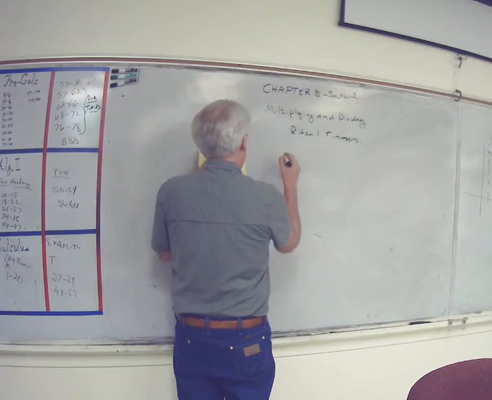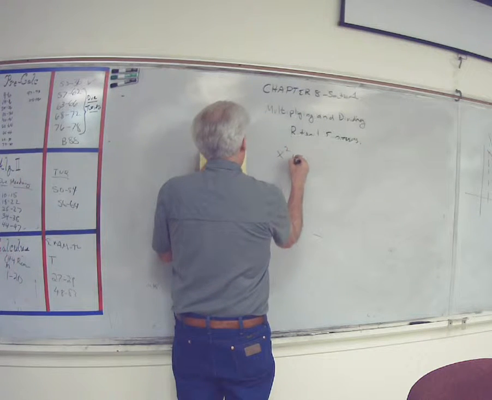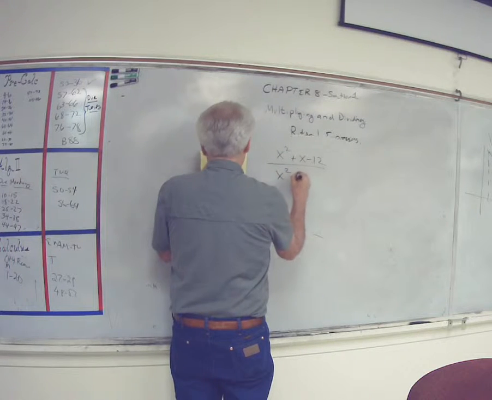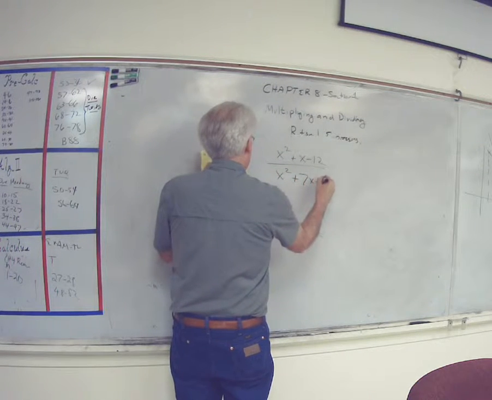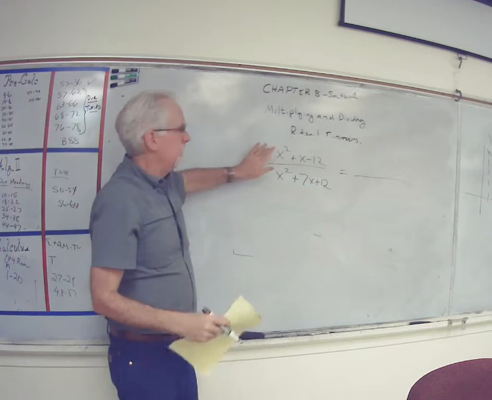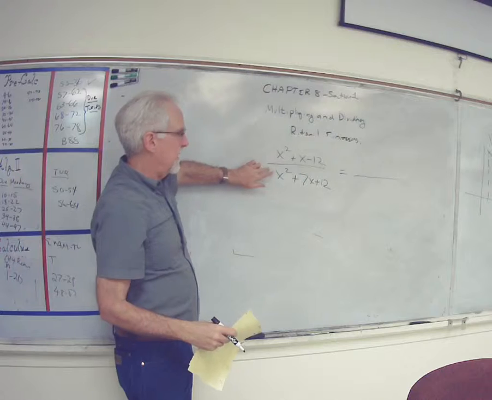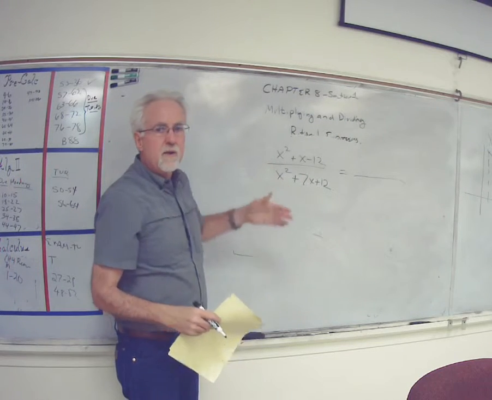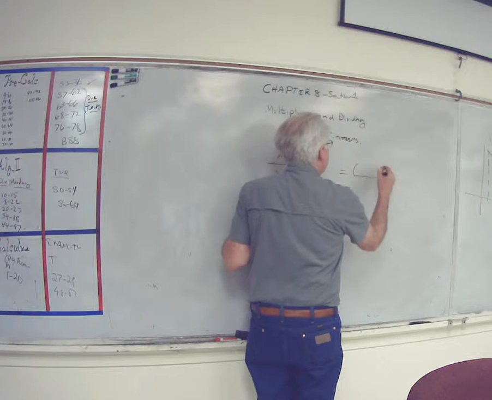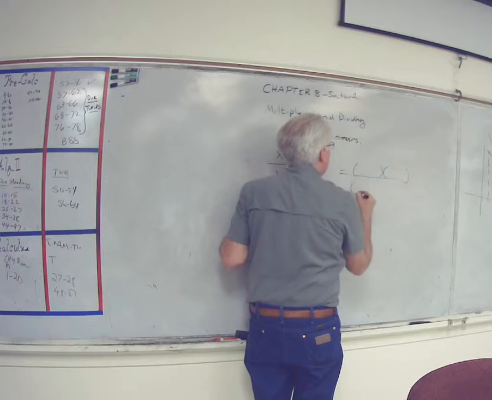What if I have x squared plus x minus 12 over x squared plus 7x plus 12? What should you be screaming? Quadratic. Quadratic. And quadratic. What should I do, Jaden? Factor. Okay, Jaden, help me with the top one, and then Mario, I'll have you help me with the bottom one.